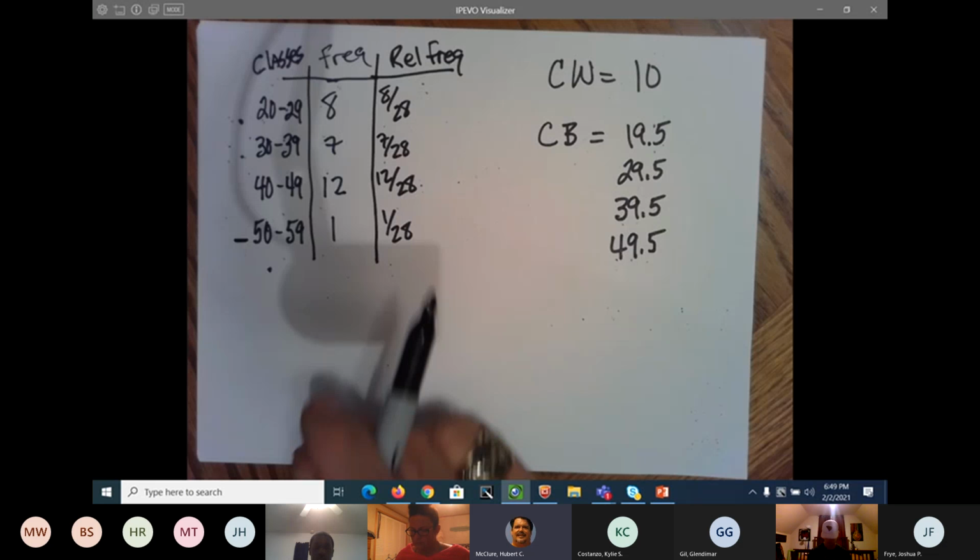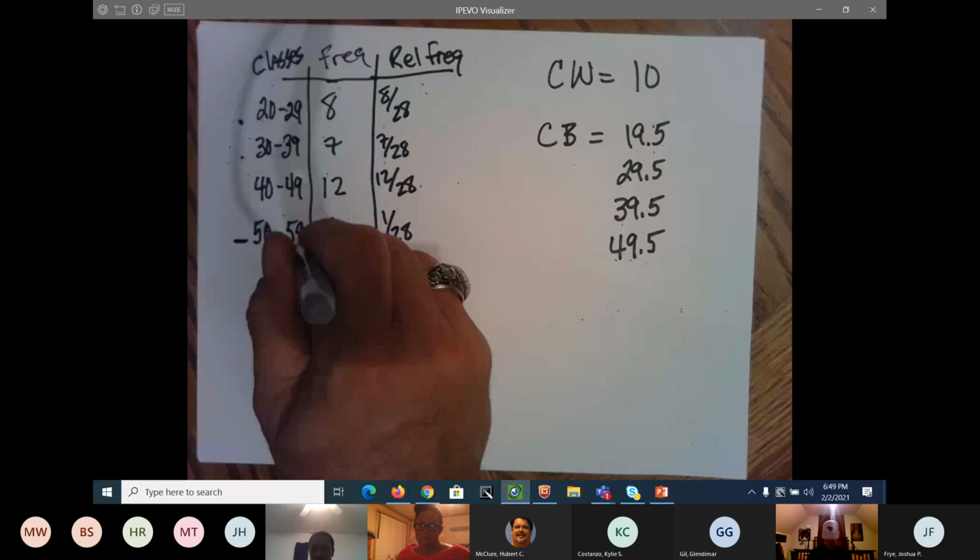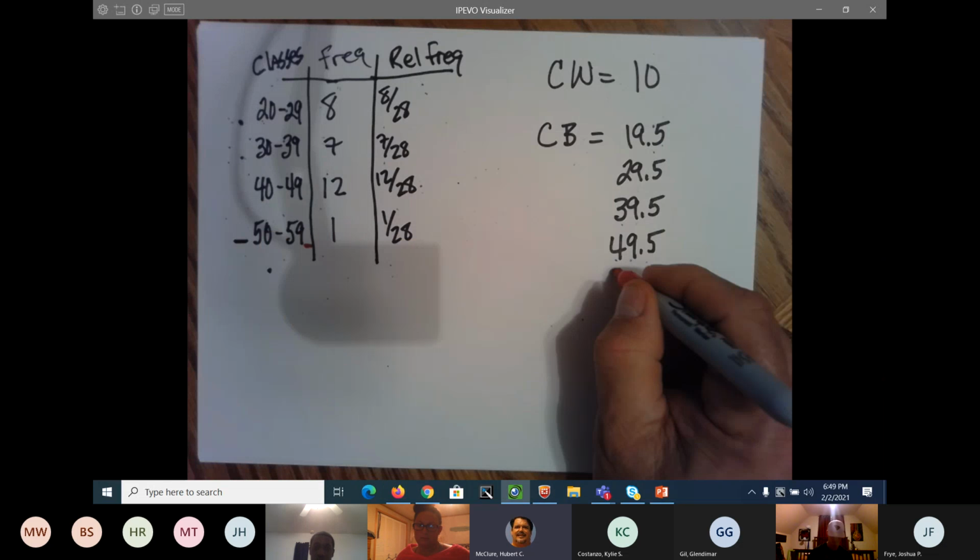Now, there are some books, write this down. Some books will ask for that last one right here, which is 59.5. And I'm going to put that in red. Some books will ask for that last one. All you got to do is just add another 10. So look at there. There's your class boundaries.